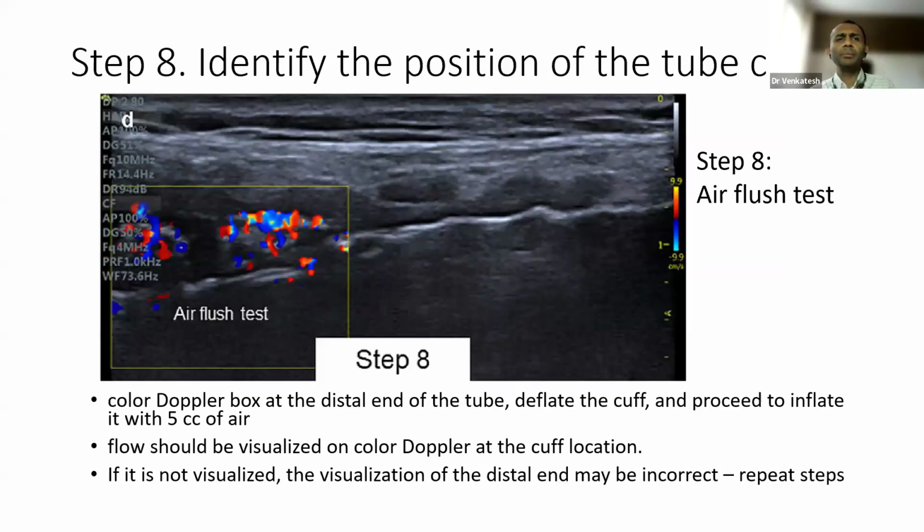Another way to identify whether the tip of the tube is just above the cricoid is, once you make sure that you have adequately pulled out, you put a color Doppler at that level, deflate the cuff first, then you start inflating the cuff with 5 cc of air. When the color Doppler is activated, you can see this kind of air flush test, because the air will be getting flushed through the soft tissue or whatever small amount of liquid is in and around, which will give rise to this kind of air flush test. If it is not visualized, then likely the tube is not pulled out adequately. So you may have to repeat all the steps again.